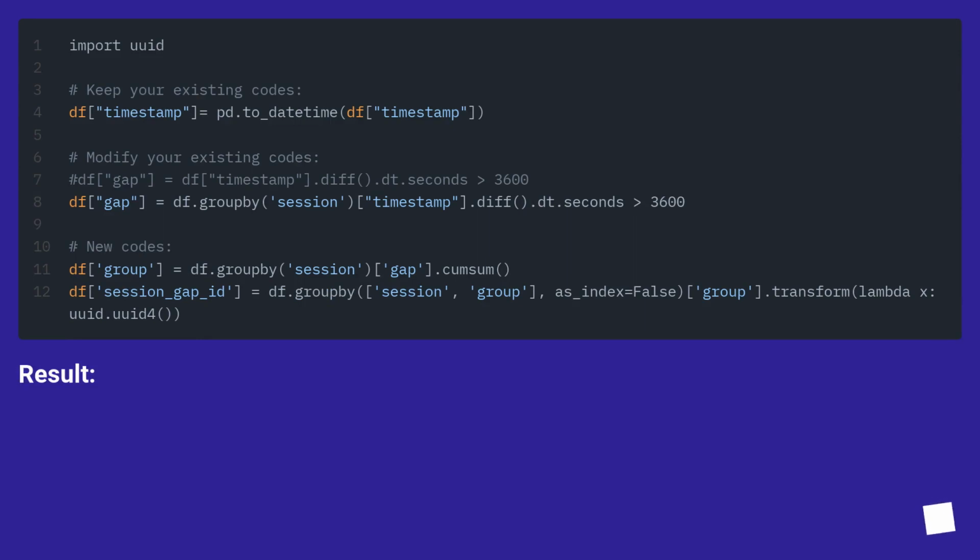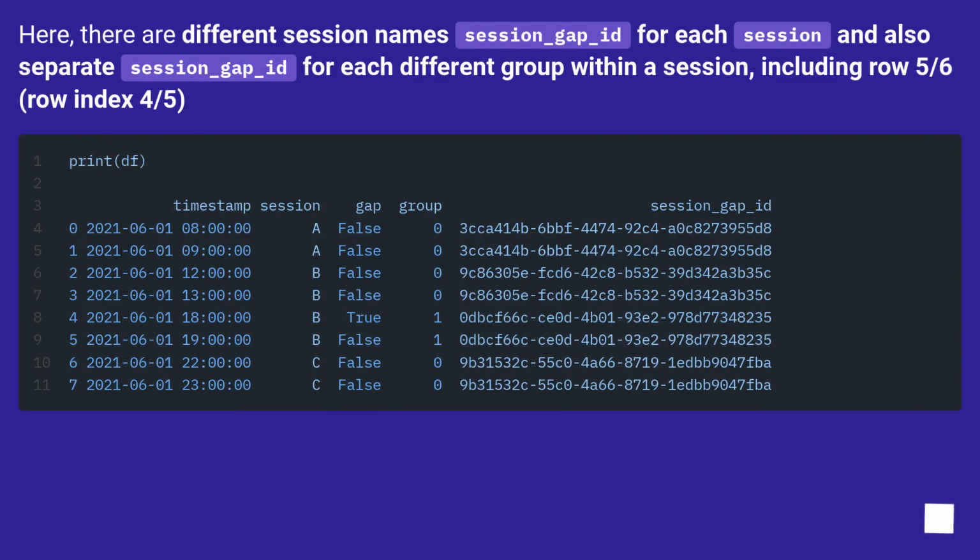Result. Here, there are different session names, session_gap_id, for each session and also a separate session_gap_id for each different group within a session, including rows 5 and 6, row index 4 and 5.